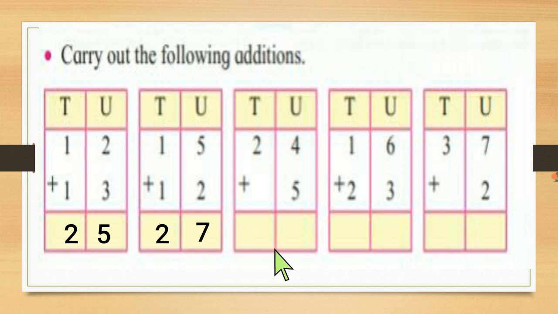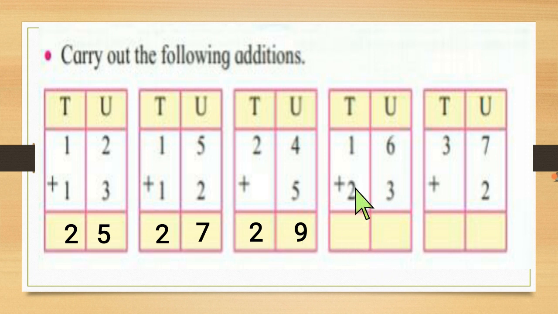See the third question, 24 plus 5. We solve the unit side first. Just count 5 forward from the number 4. 5, 6, 7, 8, 9. So the answer is 9. Here you can see just the number 2, and no other number. So the answer is 2. So the answer will be 29.